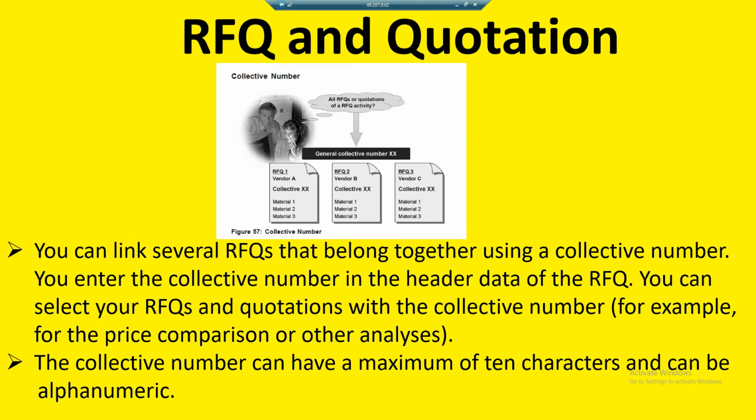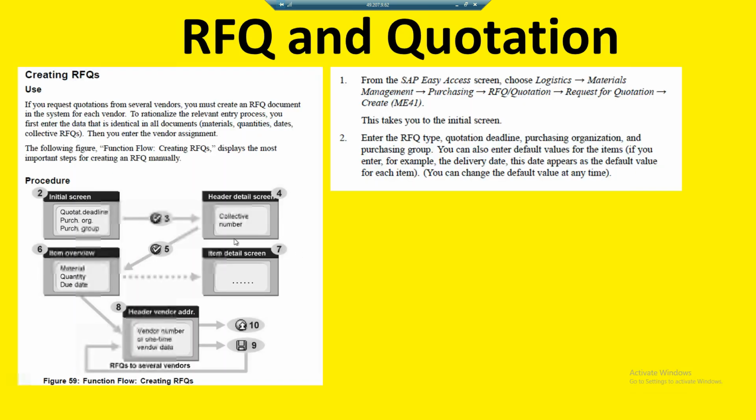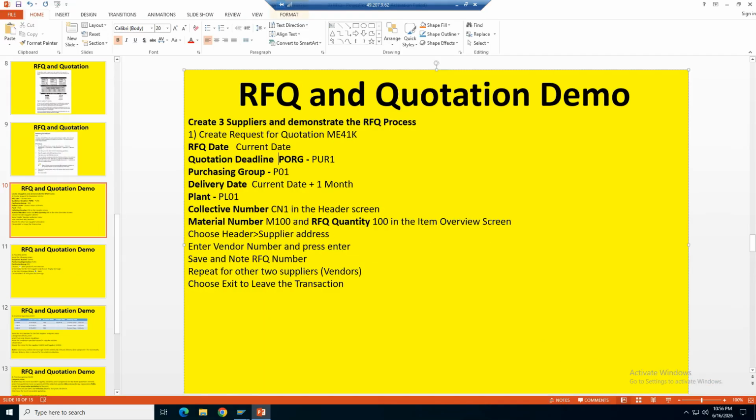RFQ screen areas: we have the initial screen, header detail screen, item overview screen, and item detail screen. We have to generate the RFQs from the item overview. Okay, what we'll do? We'll do the exercise.